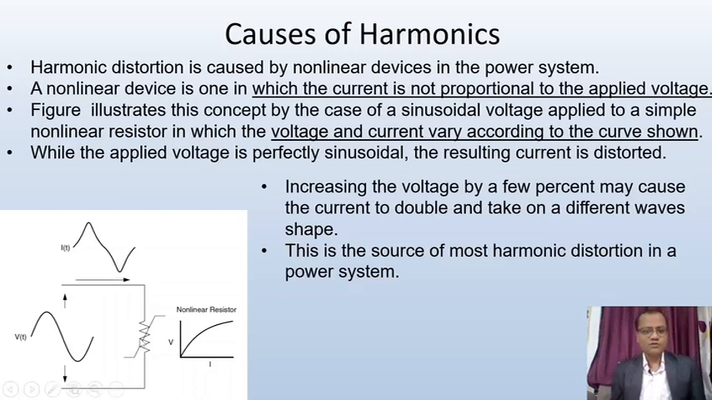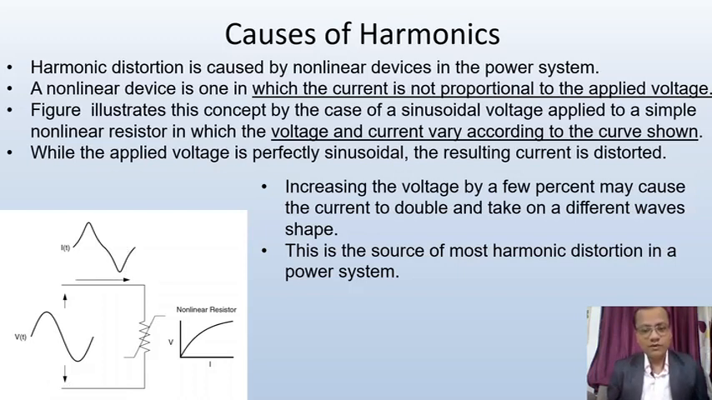Suppose we take an example here, one non-linear resistance is there, and we supply a sinusoidal voltage to it, but it is not taking the current in the same proportion as the voltage, in a sinusoidal manner. It might be taking a current like this. That means the shape is such that it might be drawing a very peaky current. Such types of devices are basically called non-linear devices.